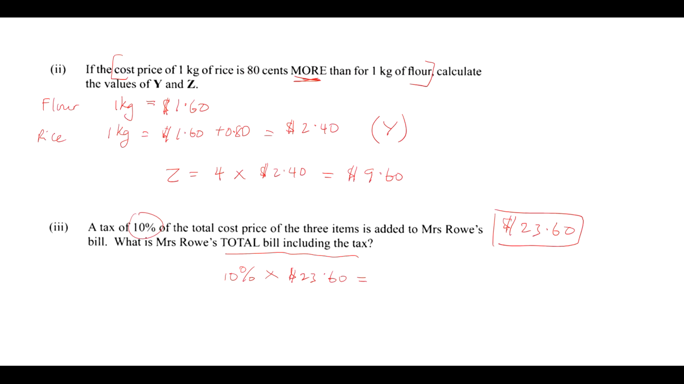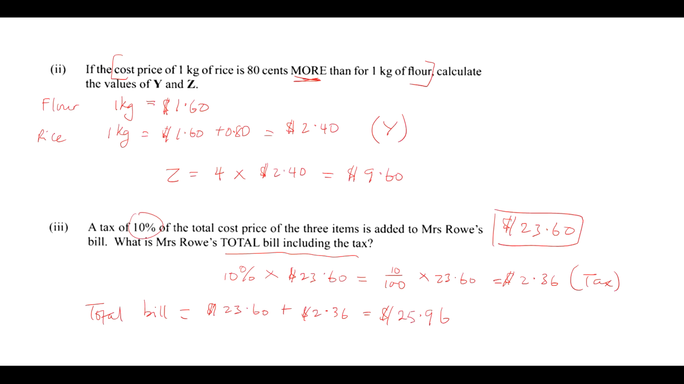Right? Which is, when people see 10%, they don't know what to do, right? 10% is the same as 10 over 100, or 0.1. And we multiply by 23.60, and that is equal to $2.36. So the tax is $2.36. So therefore the total amount that she is going to pay, so a total bill, which includes the tax, will be the $23.60 that we just worked out, plus the tax, which is $2.36, and that'll give us $25.96. Right, so that is the total bill including tax.